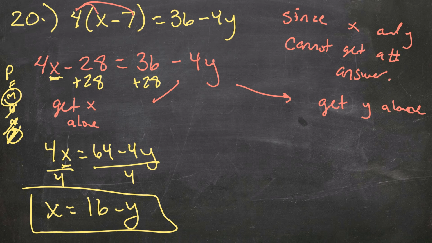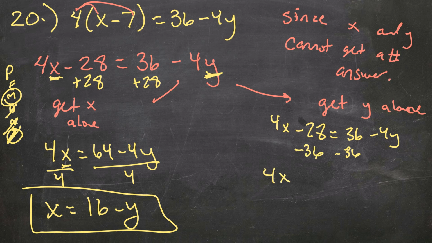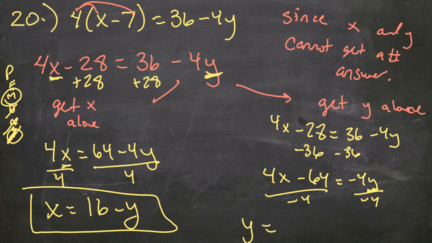Now if I want to get y by itself, this time I have to look at what's going on with y. So I'd have to get rid of the 36. So I would do 4x minus 28 equals 36 minus 4y. This time I would minus 36 first. I get 4x minus 64 equals minus 4y. Now remember, I'm getting y by itself, so I divide everything by negative 4. I get y equals minus x plus 16.